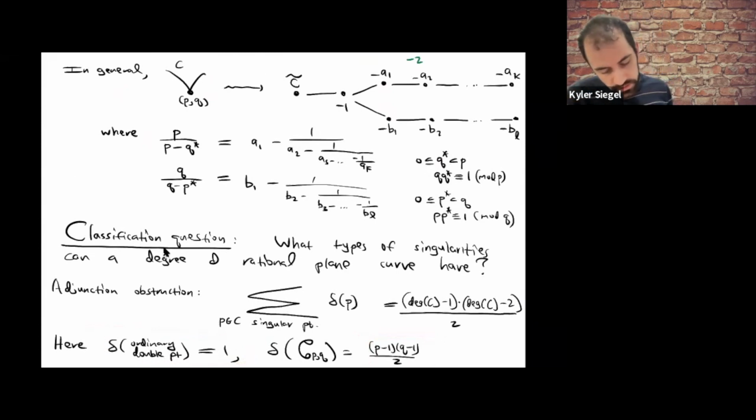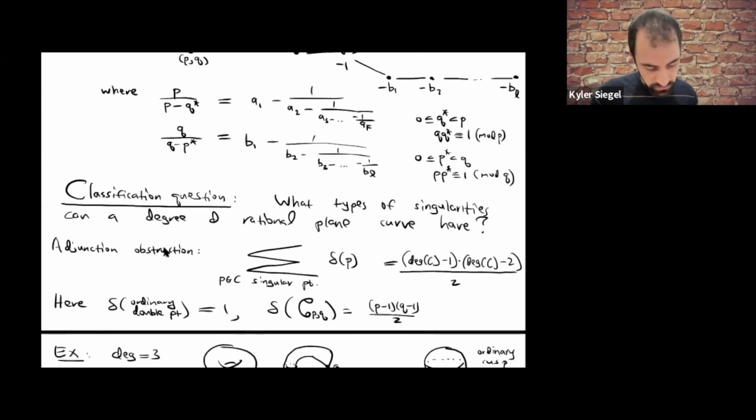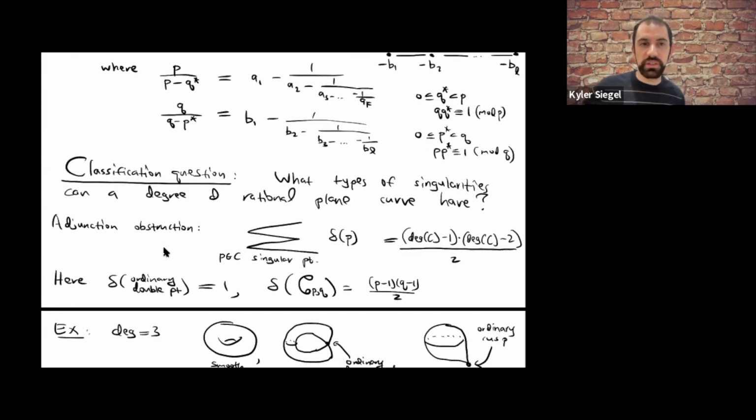Okay, so this is consistent with the fact that if q were 1, then this is just 0. So a p1 cusp is really just a smooth point. On the other hand, the ordinary cusp, so p equals 3, q equals 2, contributes 1. So it's the simplest possible singularity which is unibranch. So for example, in degree 3 you're allowed to have one singular point, and so the possible degree 3 curves are either a smooth degree 3 curve, which is just a smooth elliptic curve, or you could have one ordinary double point, or you could have one ordinary cusp.